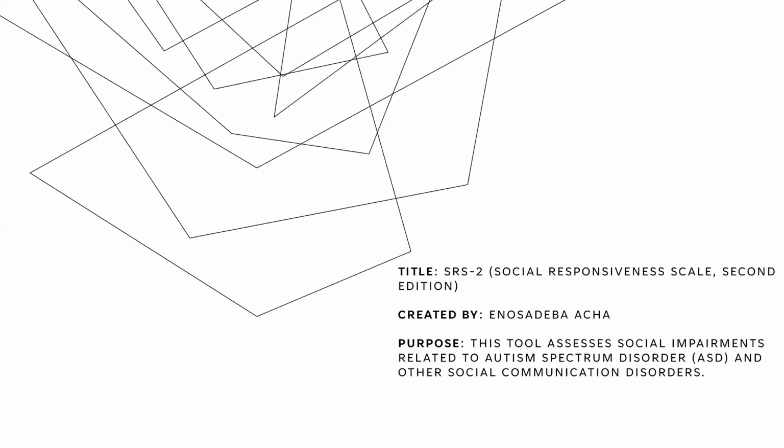Presenting on the Social Responsiveness Scale, Second Edition, which is also known as the SRS-2. This tool was created by Dr. John Constantino. It's a widely utilized tool used to assess social impairments associated with autism spectrum disorder, as well as other social communication disorders. The SRS-2 is especially valuable because it captures a range of social behaviors in both children and adults, helping identify challenges in areas like social awareness and communication.